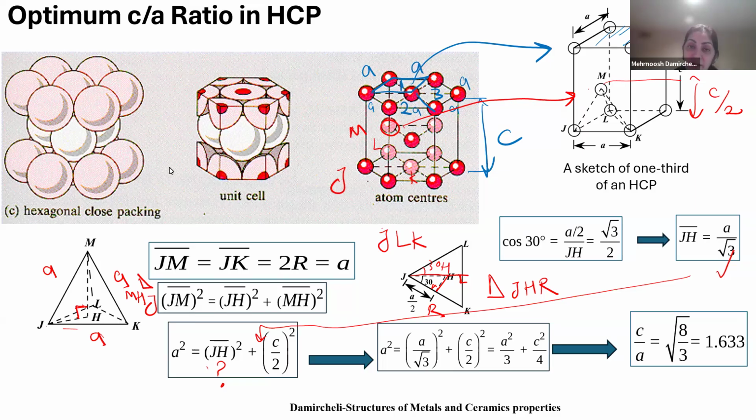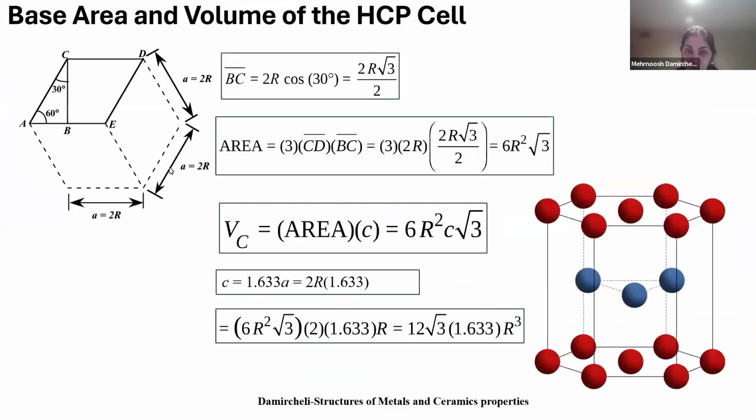Why do we say it's ideal? Because ideal means that there isn't any free space, for example, here or here, and we considered A equals 2R. It is optimum. Because of that, we say it is the ideal fraction ratio.